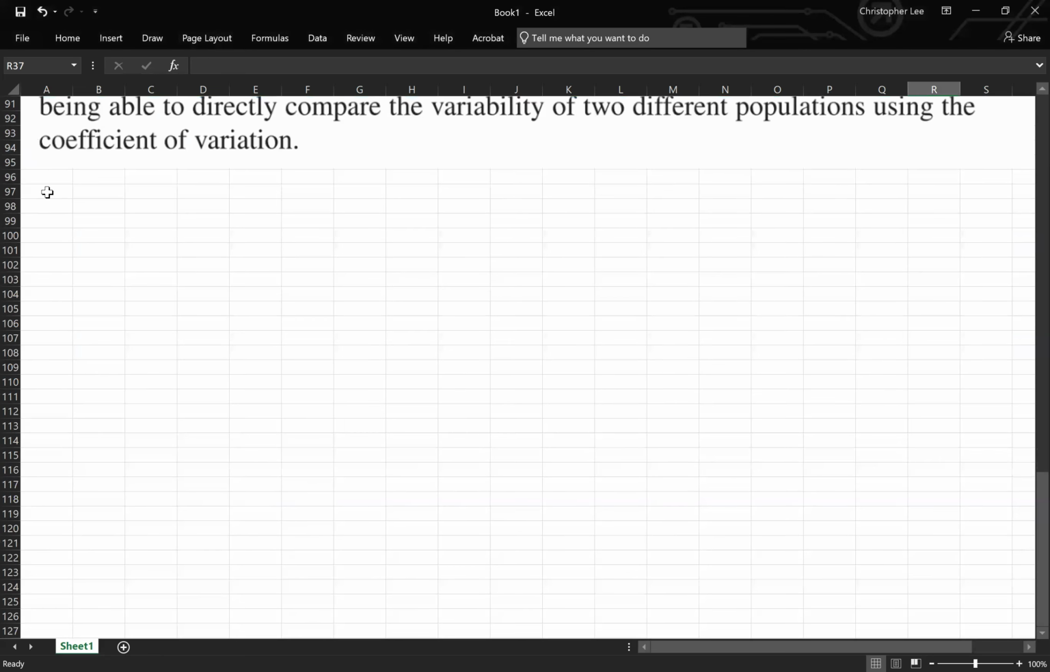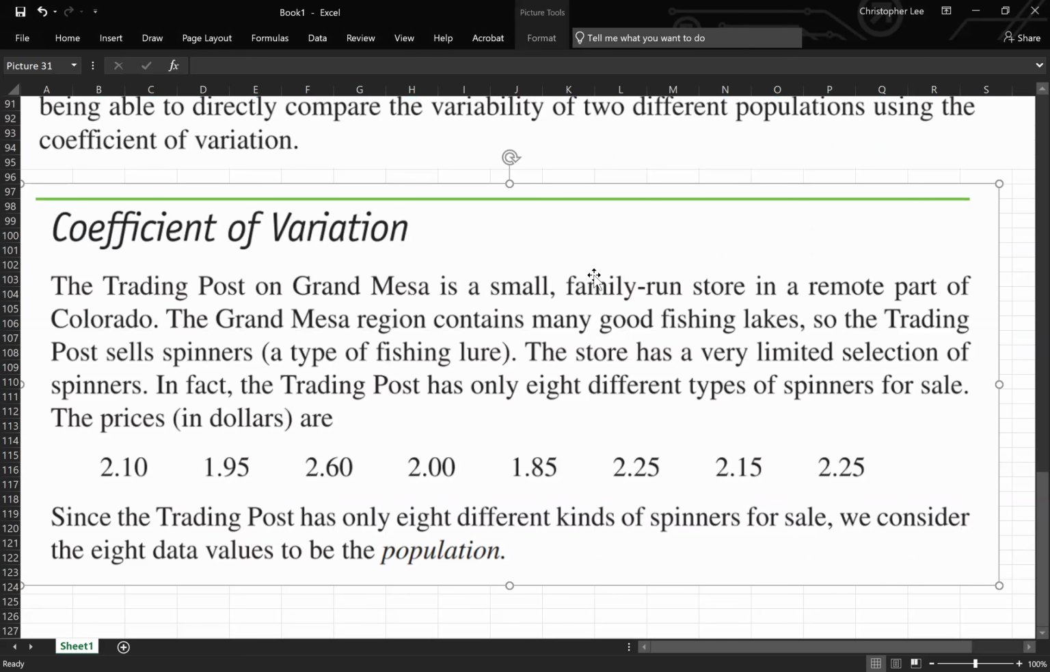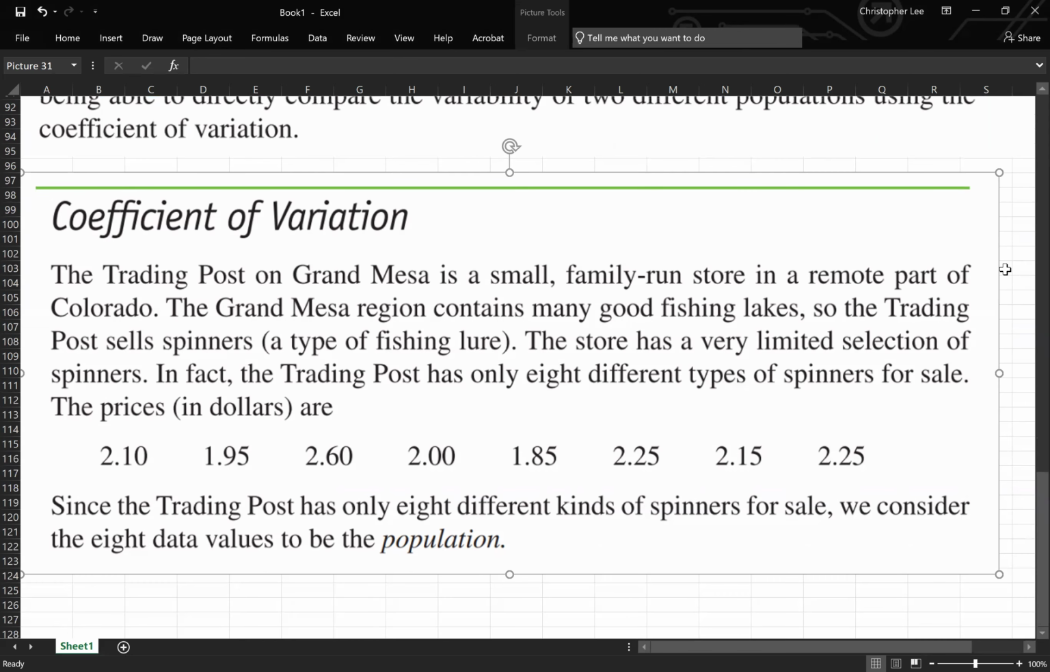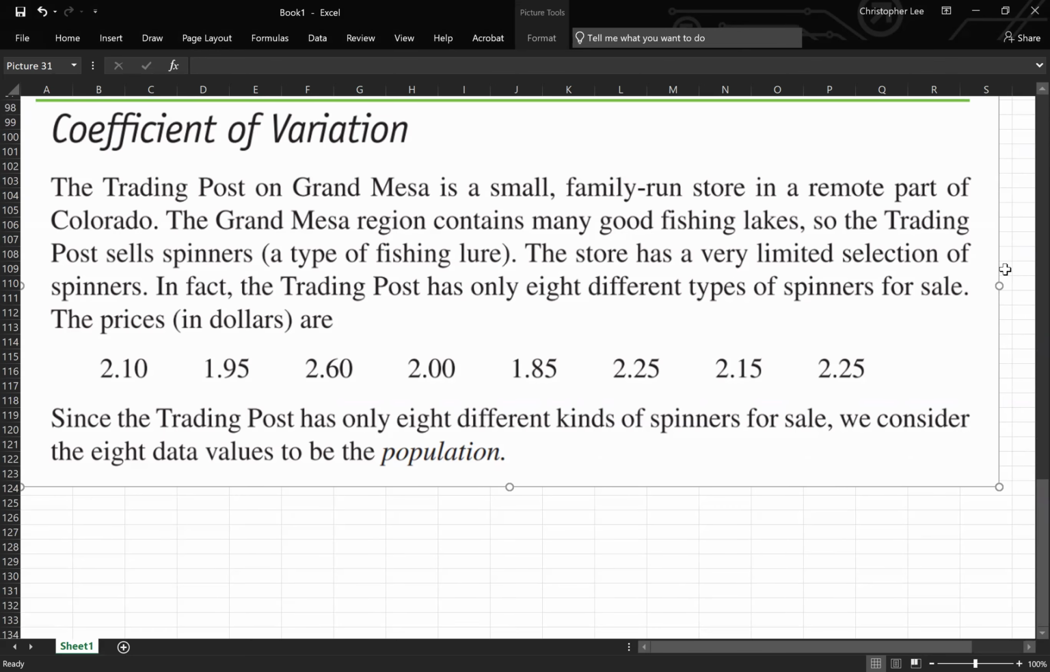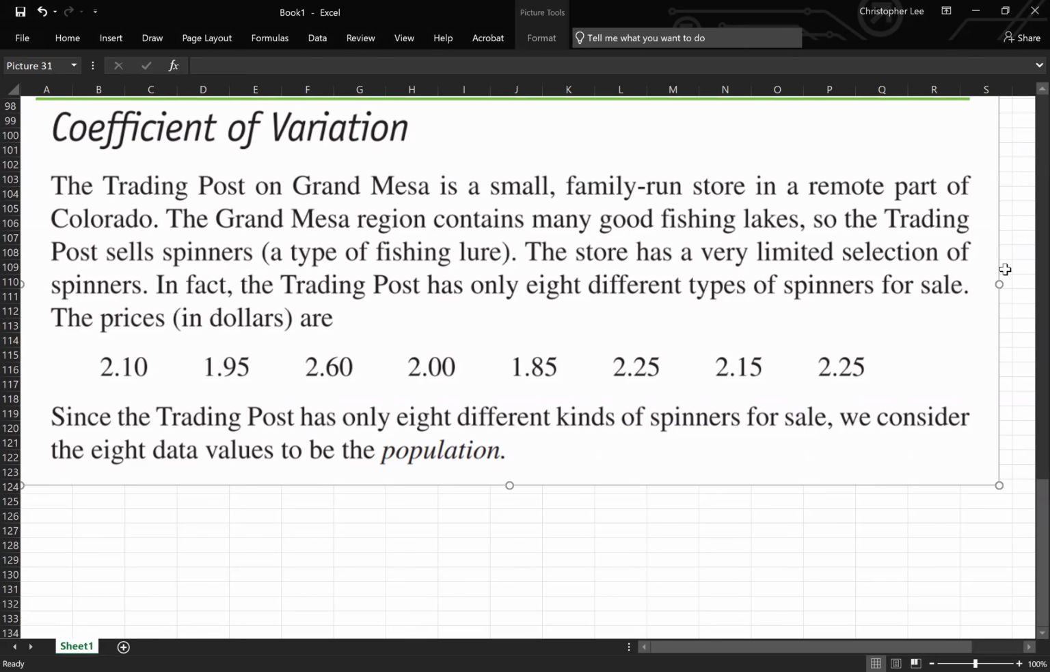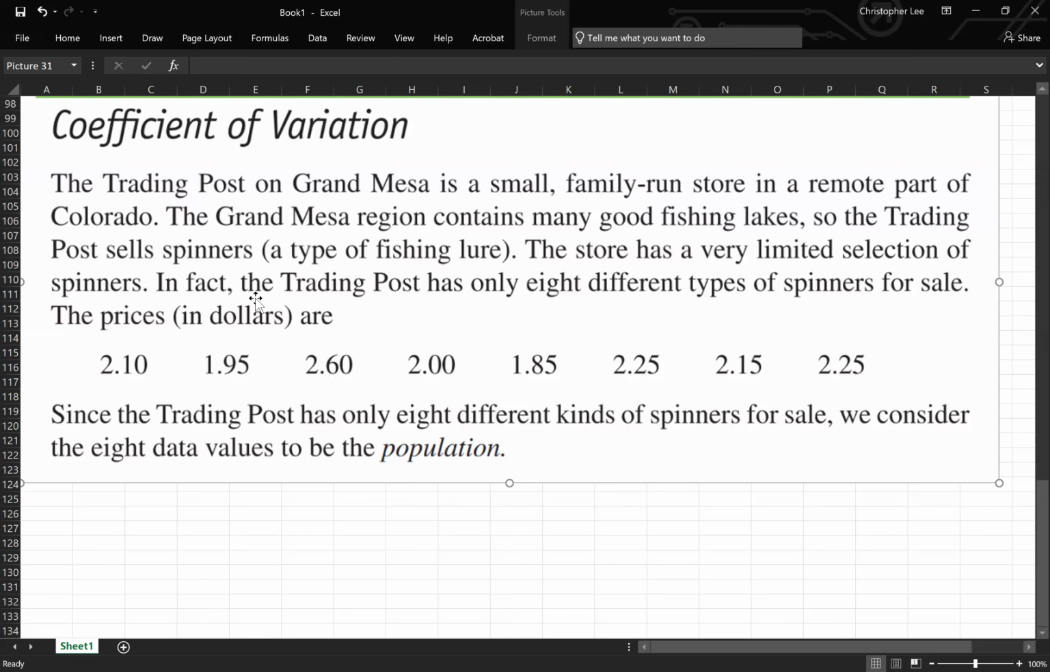All right, let's look at an example real quick. So coefficient of variation. The Trading Post on Grand Mesa is a small family-run store in a remote part of Colorado. The Grand Mesa region contains many good fishing lakes. So the Trading Post sells spinners, a type of fishing lure. The store has a limited selection of spinners. In fact, the Trading Post only has 8 different types of spinners for sale. The prices in dollars are here. Since the Trading Post has only 8 different kinds of spinners for sale, we consider the 8 prices, the data values, to be the population.